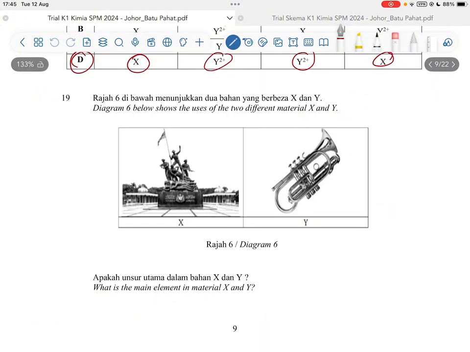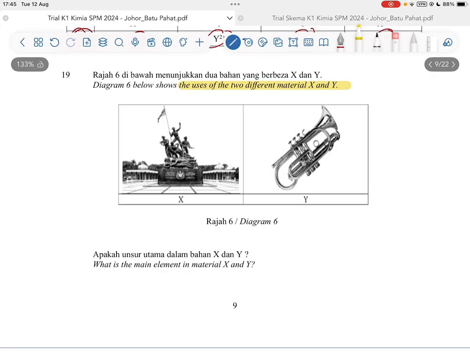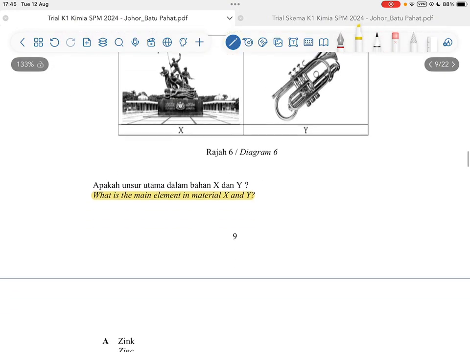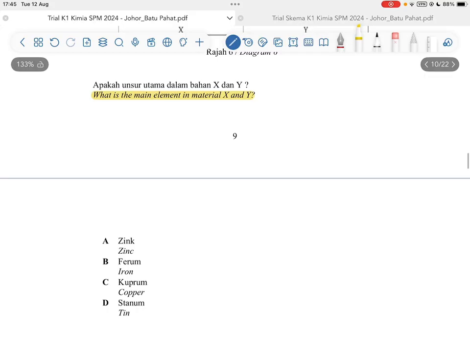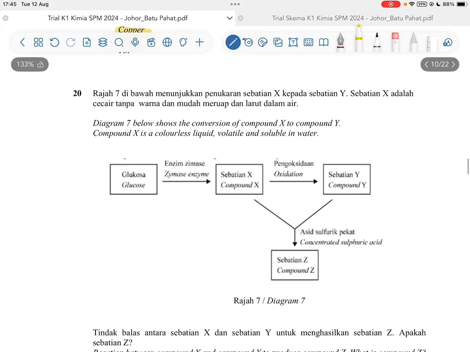So now is question 19. Diagram 6 shows the uses of two different materials, X and Y. What is the main element in materials X and Y? This one you need to memorize. I believe that this will be included. You can find the answer from your textbook. We need to go quickly. The answer would be copper.